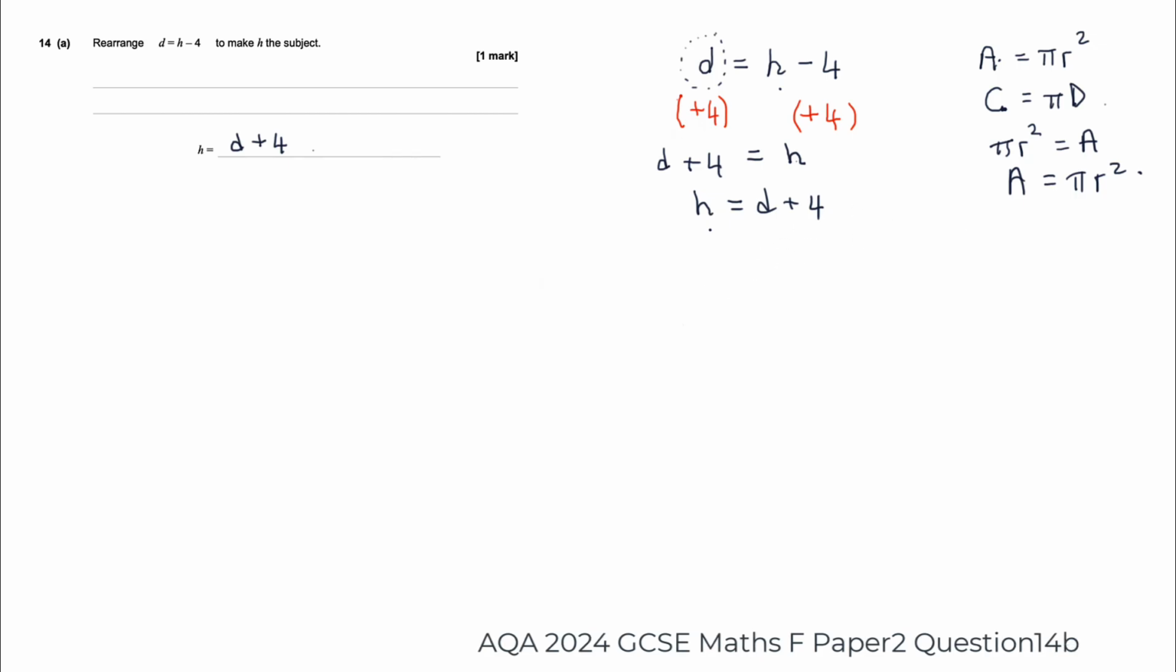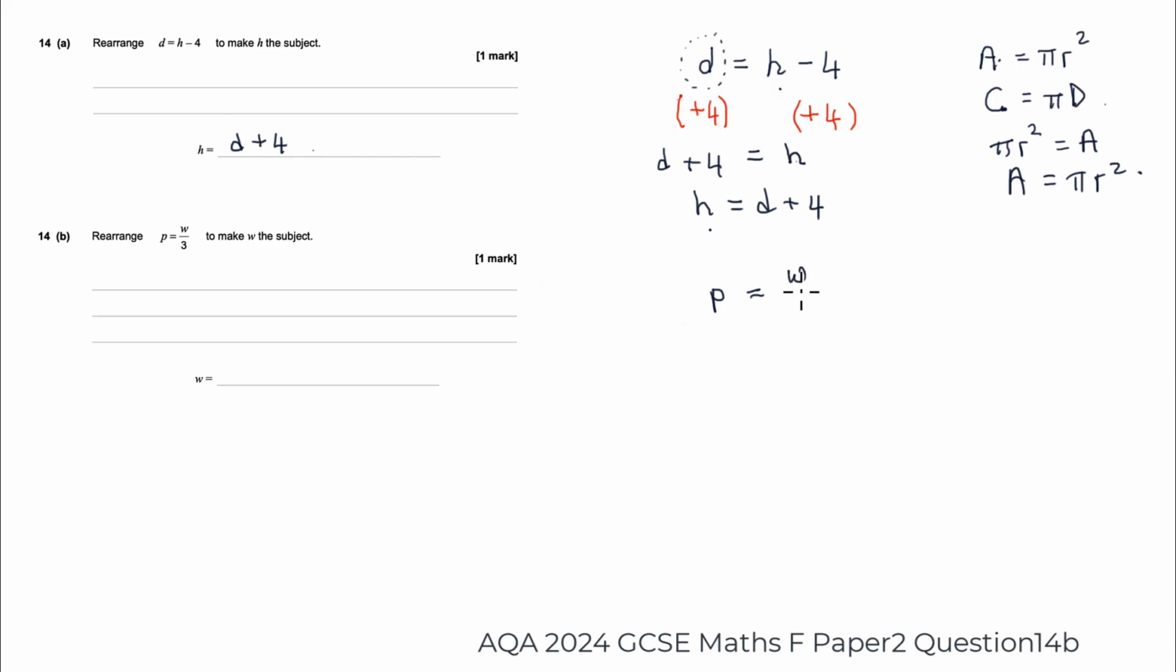So let's move on to part B. It's another rearrangement. This time the formula has subject P. We're told you'll find P by taking W and dividing it by 3. So this time we're attempting to get W on its own. So how do we get W on its own? We'd get rid of this divide by 3. Now, what's the opposite of dividing by 3?